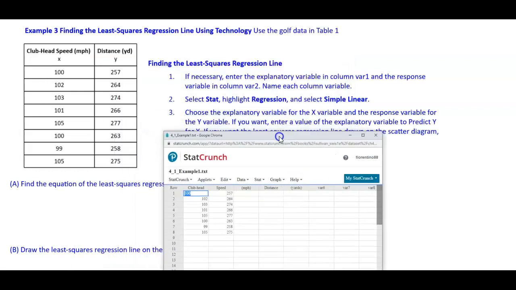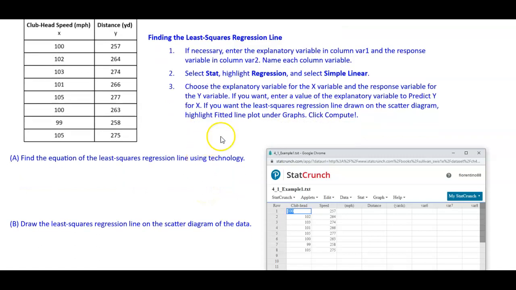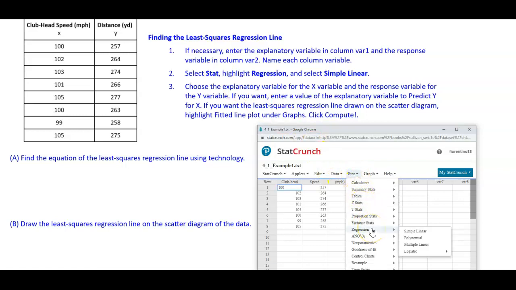Okay, so now that I have the data, the first step is they want us to find the equation of the least squares regression line using technology. Okay, so the first thing that we're going to do is we're going to select stat, and then we're going to go highlight regression, and then we're going to select simple linear.